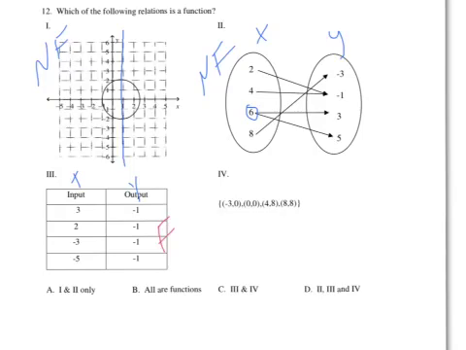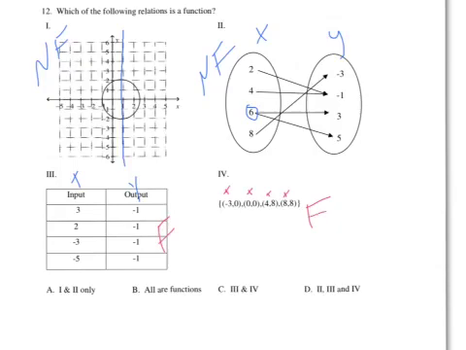And then we'll look at the ordered pairs. We're only, once again, looking at the x values, so we're looking at the first number in each ordered pair. And I have the numbers -3, 0, 4, and 8. They are all different. I don't see anything duplicated for the x values, so it is also a function.